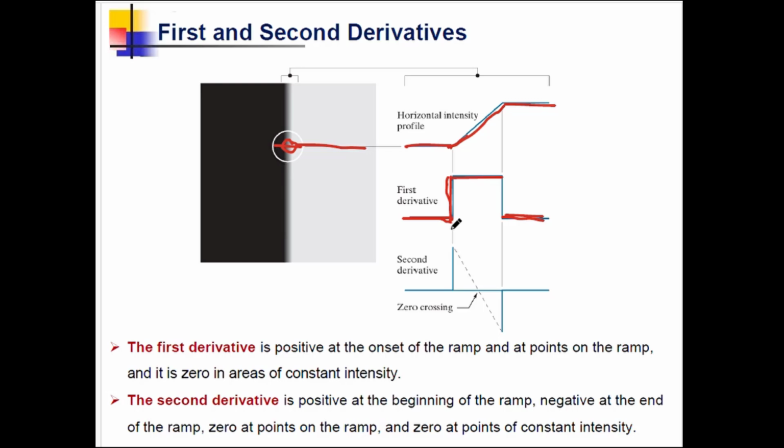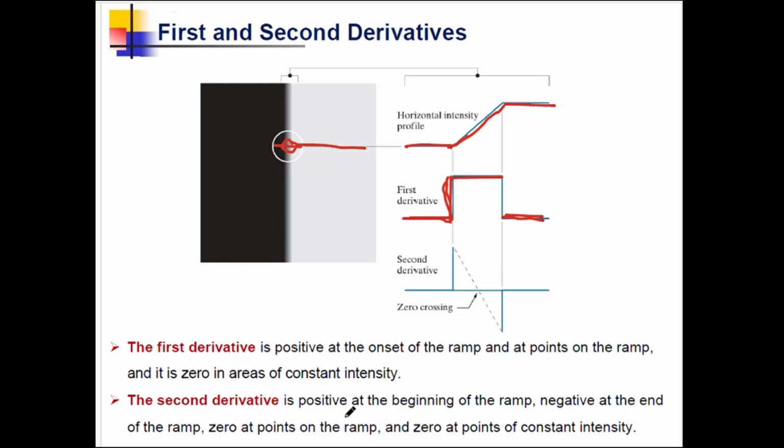So, in a simple region of the image, if the first derivative is like this, what can you say? You can say there exists some edge.